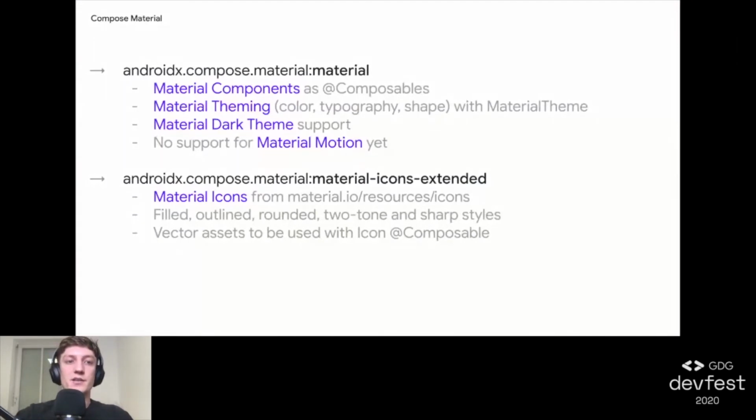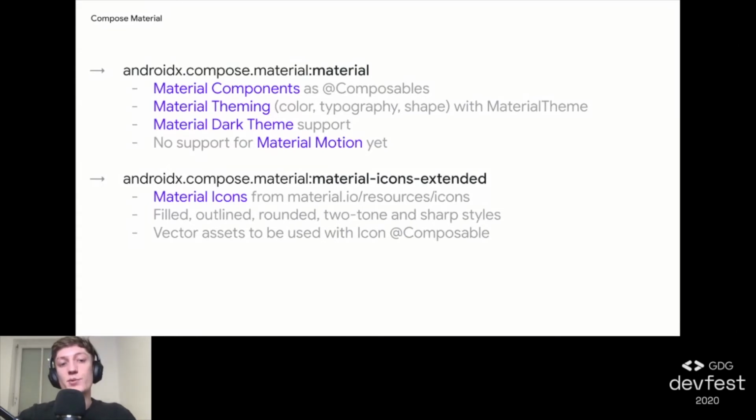So the first thing we have is androidx.compose.material, and this is just the main material package. This offers you material components as composable functions. It gives you the ability to do that same material theming that we saw earlier with MDC-Android. It offers dark theme support out of the box. However, at this stage, it does not currently support material motion because of the fact that transitions as a framework is quite a big thing to port to Compose and isn't currently ready.